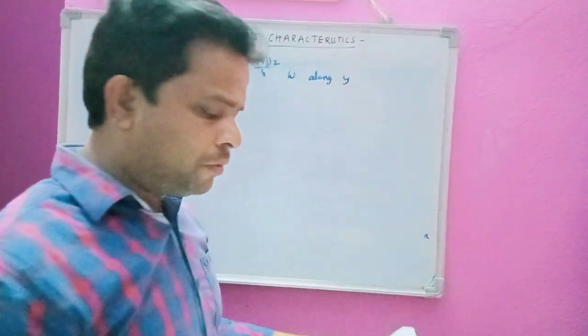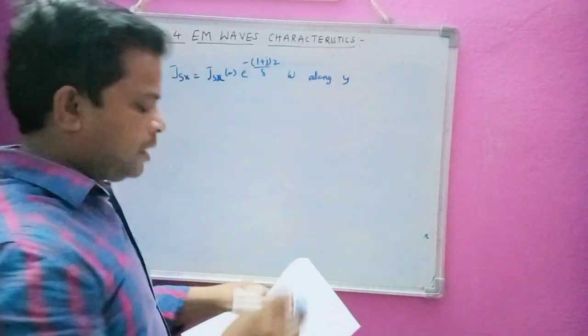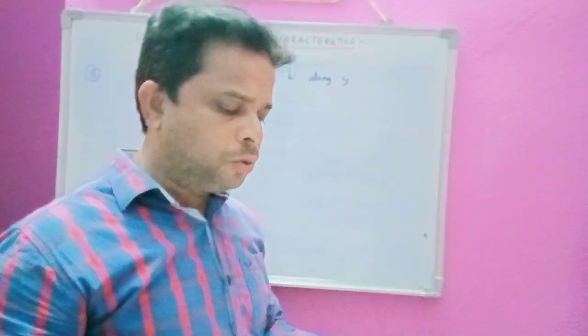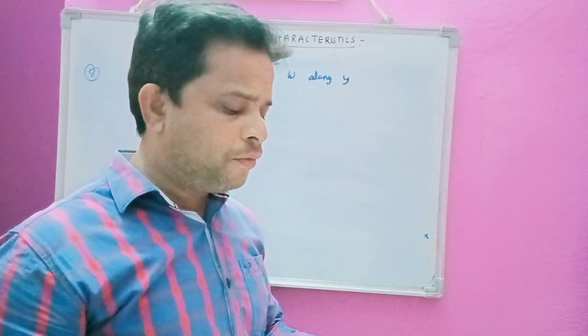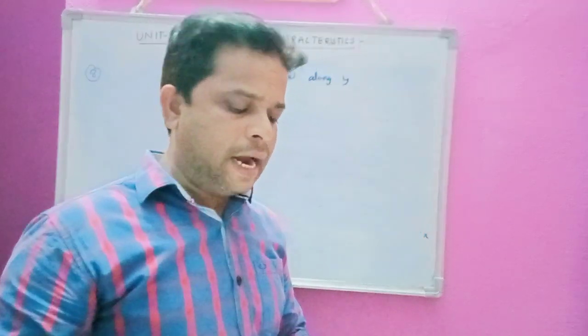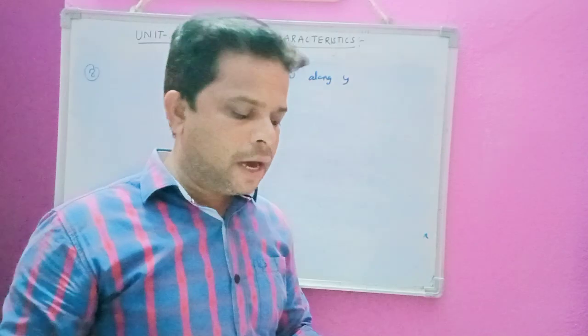So listen to the question once again. Given the current density, which he has given, find the magnitude of the total current through a strip of conductor of infinite depth along z and width w along y.